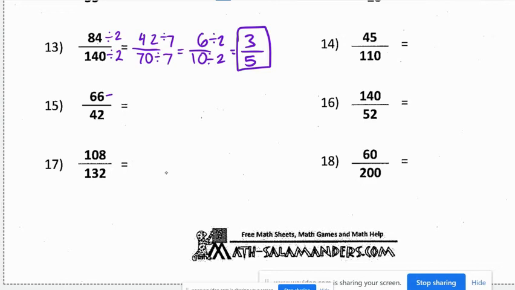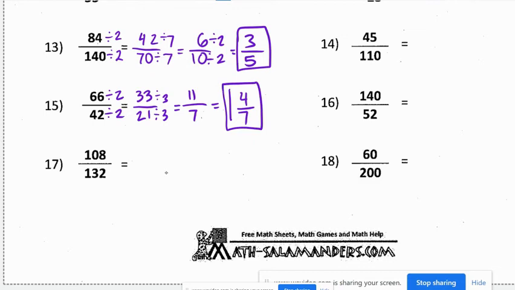Number 15, 66 over 42 can both be divided by 2. 66 cut in half is 33. 42 cut in half is 21. They are both definitely divisible by 3 because 33 divided by 3 is 11 and 21 divided by 3 is 7. We saw this problem before way up top. 7 can go into 11 once with 4 left over. Don't forget to box your answer in.